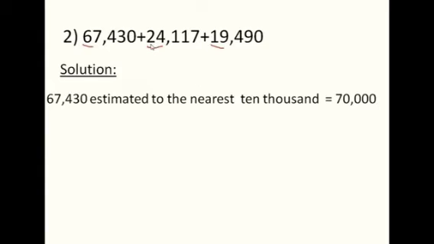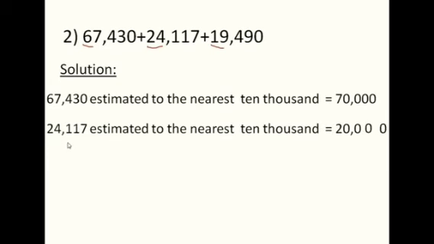Now come to 24,117. The highest place is 2. Go for the previous place, and who is sitting there? 4. As 4 is less than 5, what will happen? The highest place will be unchanged, and the rest of the places, 1000, 100, tens and units, will be replaced by 0. So 24,117 is estimated to the nearest 10,000 as 20,000. Because 2 is unchanged, 4117 has been replaced with 0.